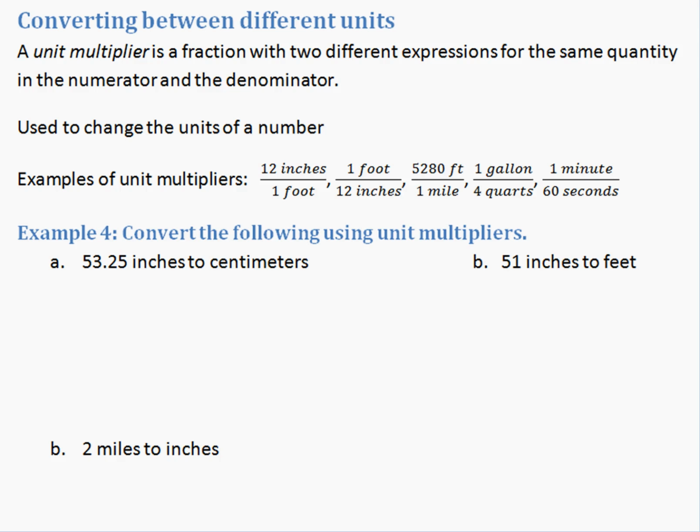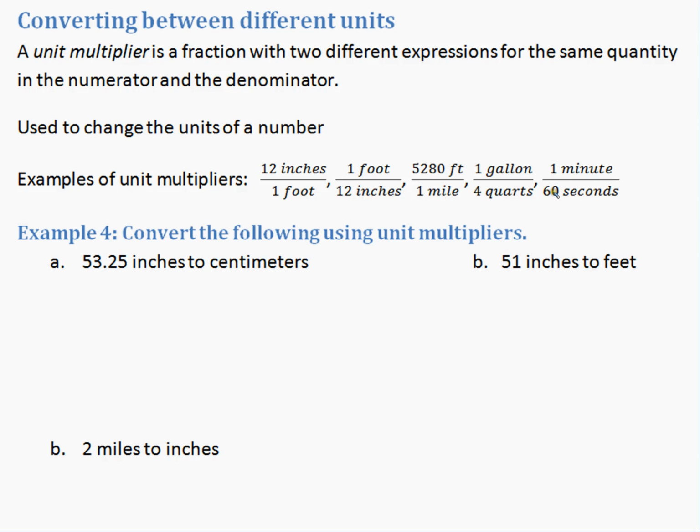The last thing is just a reminder about converting and how we can use unit multipliers. A unit multiplier is really a fraction that is equal to 1 because the same thing's in the numerator and denominator. So it's whenever you have something divided by itself, it's equal to 1. Here's a few of them. What you want to do whenever you're converting, you want what you're getting rid of. So here we're getting rid of inches. You would want that to be in the denominator.